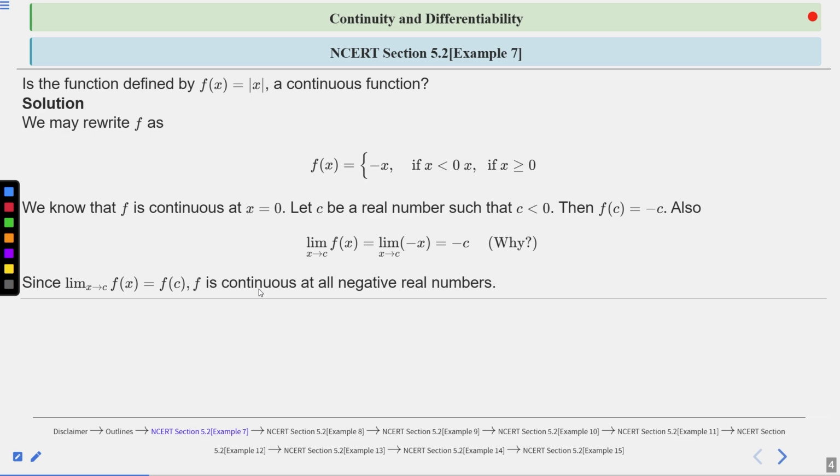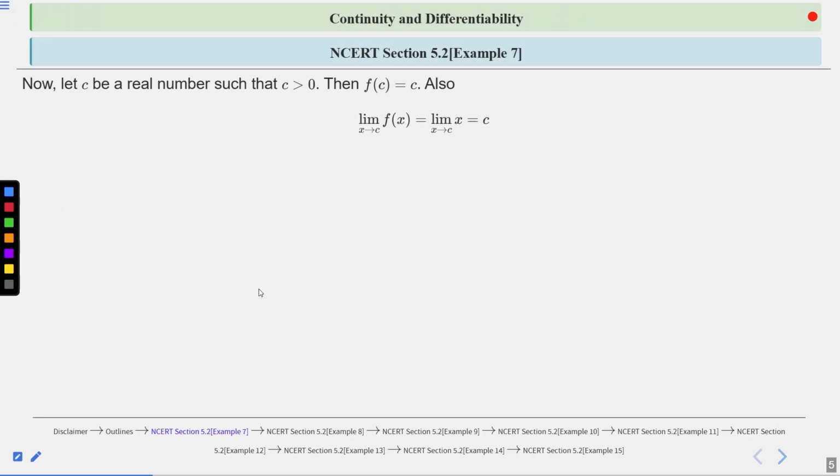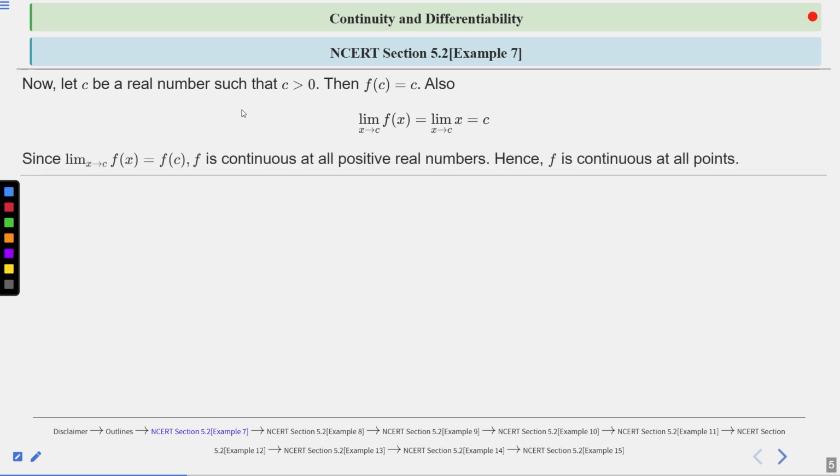Now, let c be a real number such that c > 0. Then f(c) = c. Also, the limit as x tends to c of f(x) is the limit as x tends to c of x, and when we put x as c, it will be c. Since the limit as x tends to c of f(x) is equal to f(c), f is continuous at all the positive real numbers. Hence, we have proved that the function f is continuous at all negative values, that is c < 0, and also for c > 0. Therefore we can say that the function f is continuous at all the points.